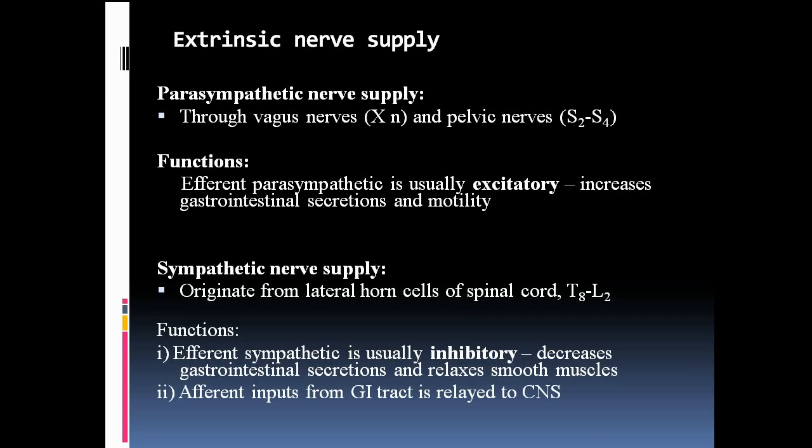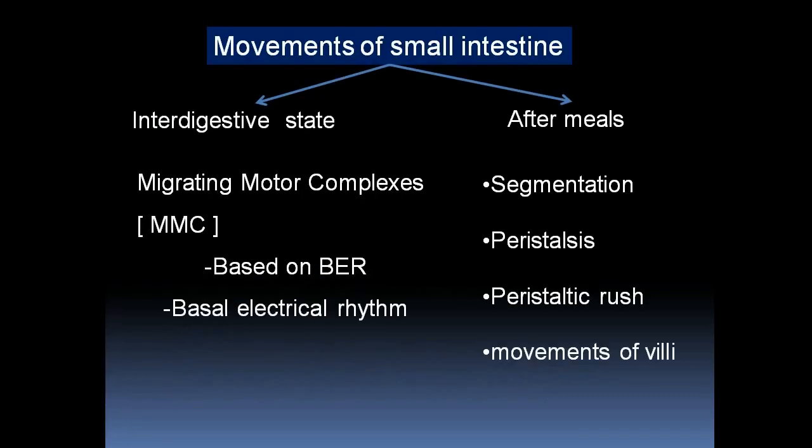These are the intrinsic and extrinsic nerve supply regulations. In conclusion, the extrinsic nerve supply consists of two parts, parasympathetic nerve supply and sympathetic nerve supply. The parasympathetic nerve supply increases gastric secretion and motility, while the sympathetic decreases these gastric secretions and motility. When you see the movements of the small intestine, in the next part we will discuss this in detail.